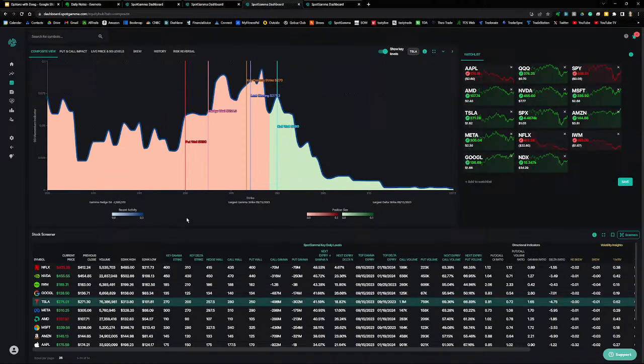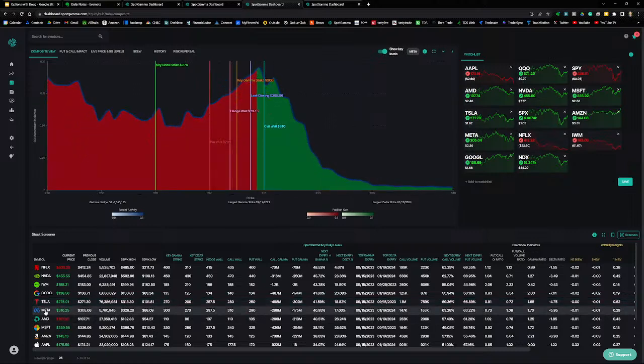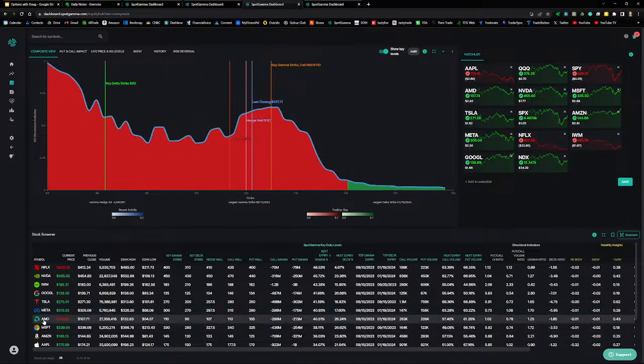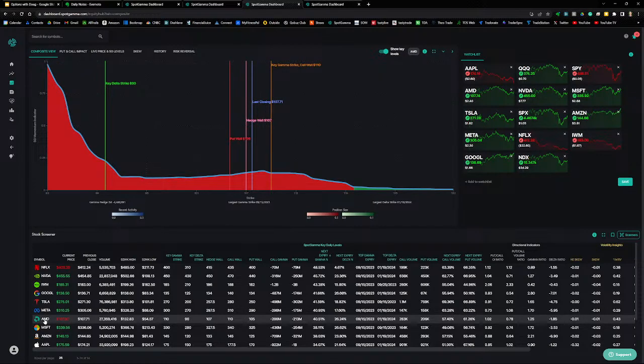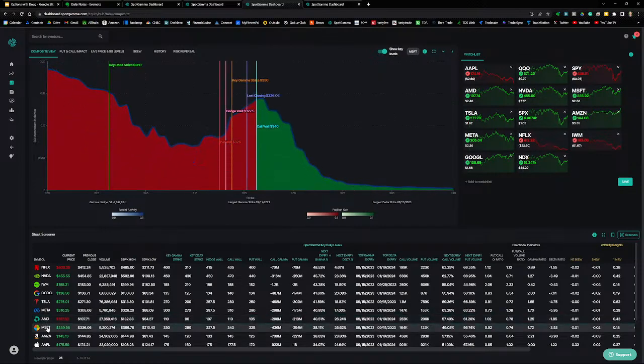Tesla, call domination above 277, 278. Meta, notice the darker color there, larger position size, call domination above the 308 level. AMD, not very much. Microsoft, call domination above the 340 call wall. Darker green indicating again a larger position size.